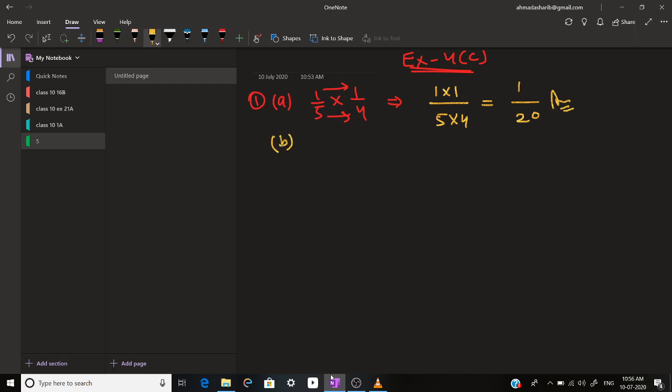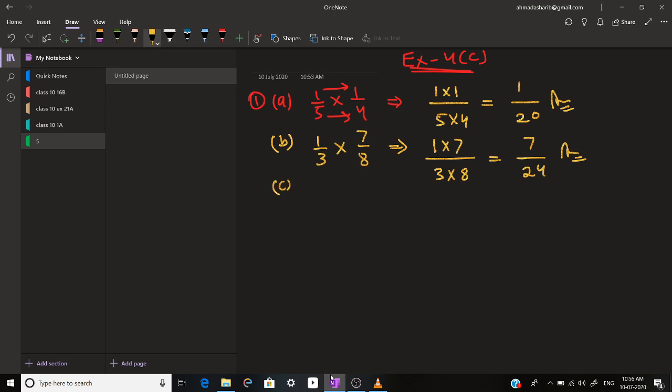In the same way, we are going to do the second or B part, which is 1 upon 3 multiply by 7 upon 8. Okay, so what we will do, 1 into 7 upon 3 into 8. So 1 into 7 is 7 and 3 8s are 24. Okay, so this is the answer.